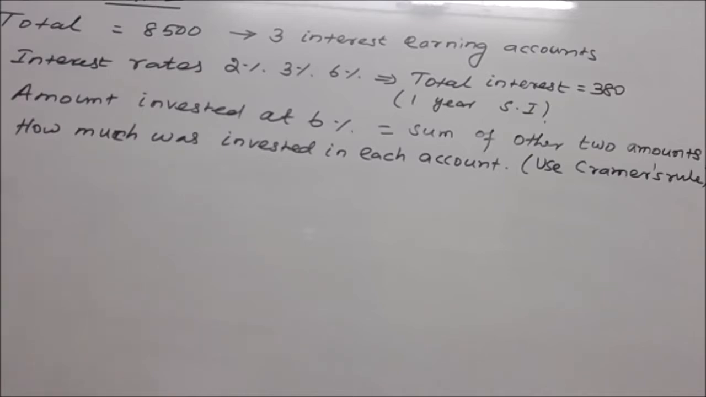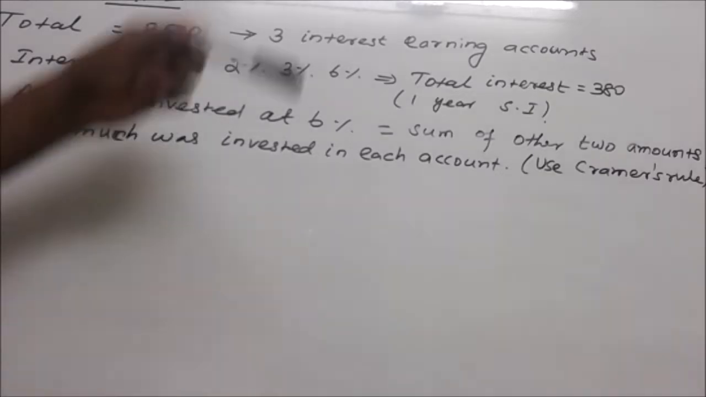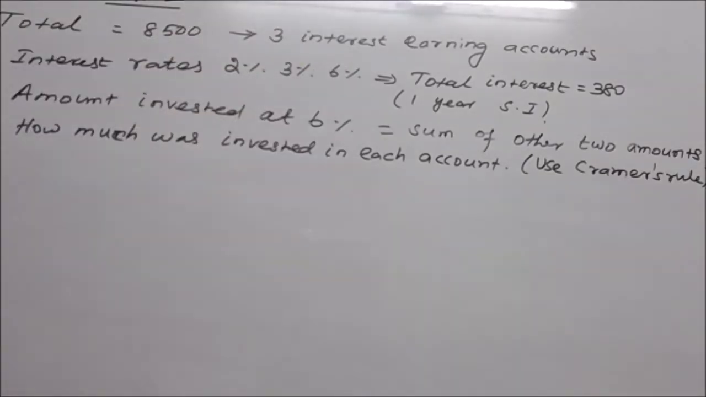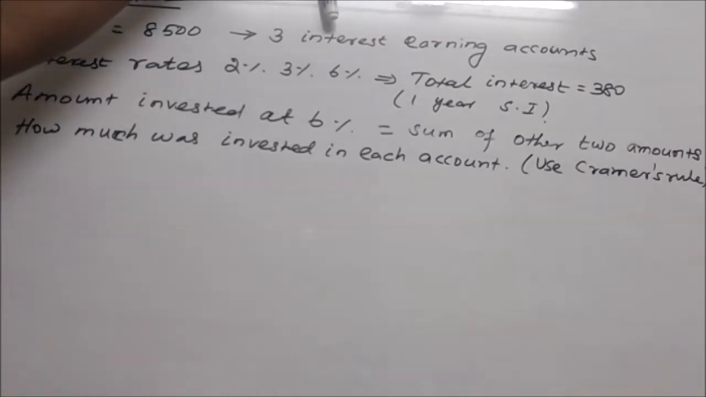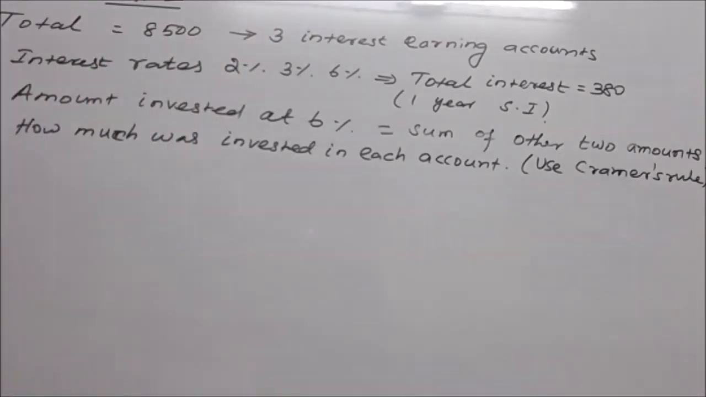Now question number 6 in exercise 1.2. The given question is: there are 3 amounts invested in 3 interest earning accounts. The total amount is given as 8,500.